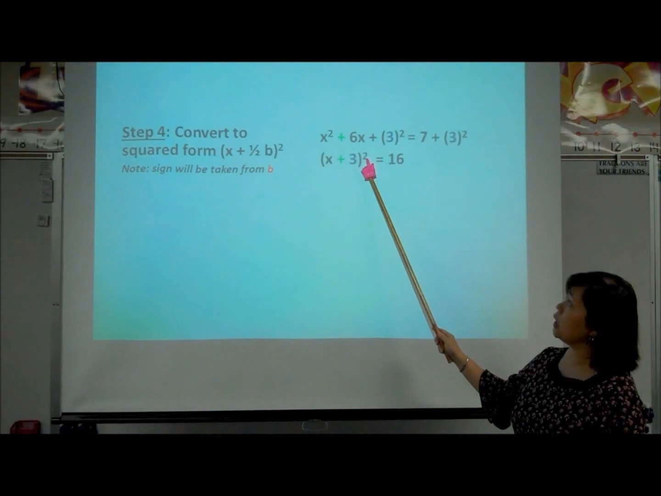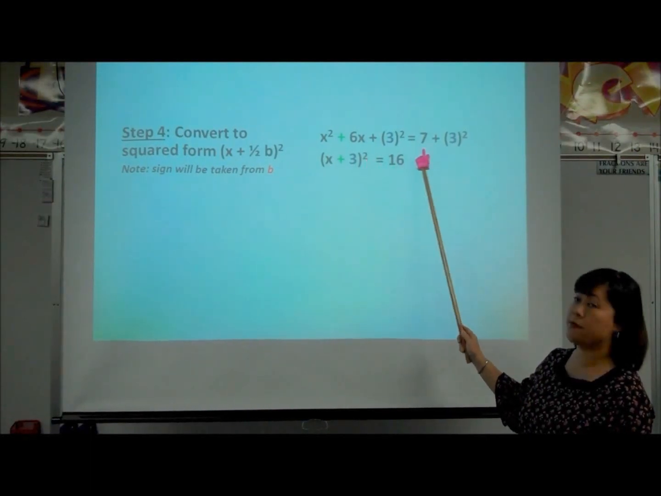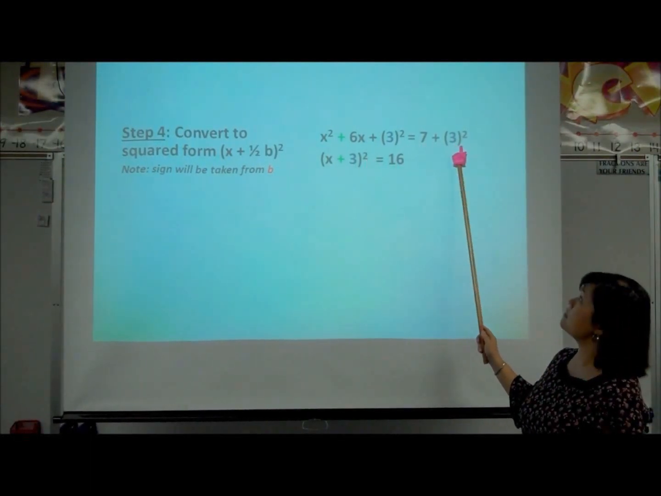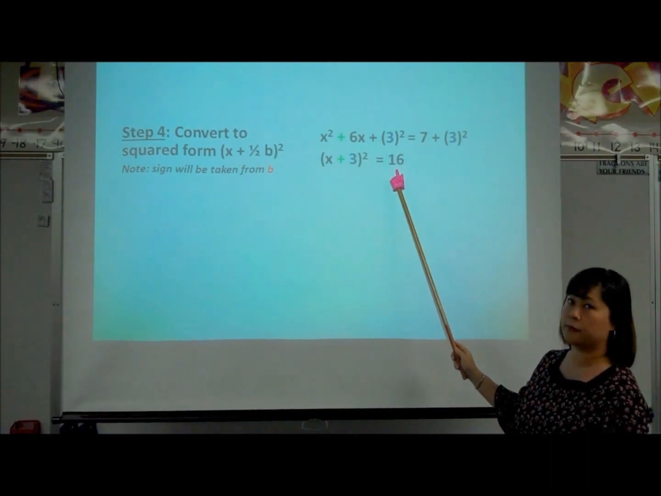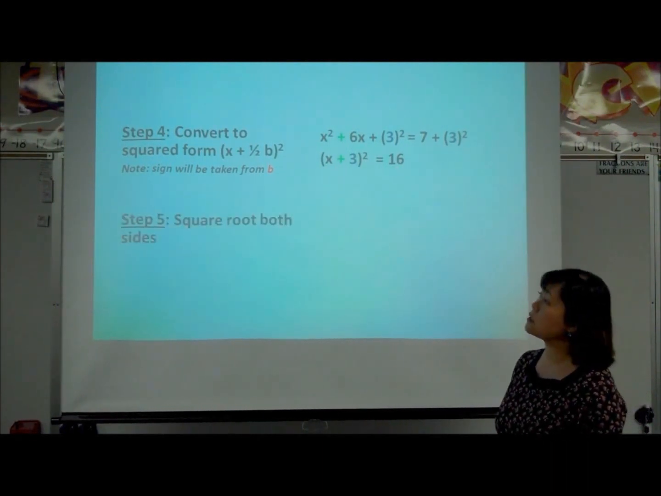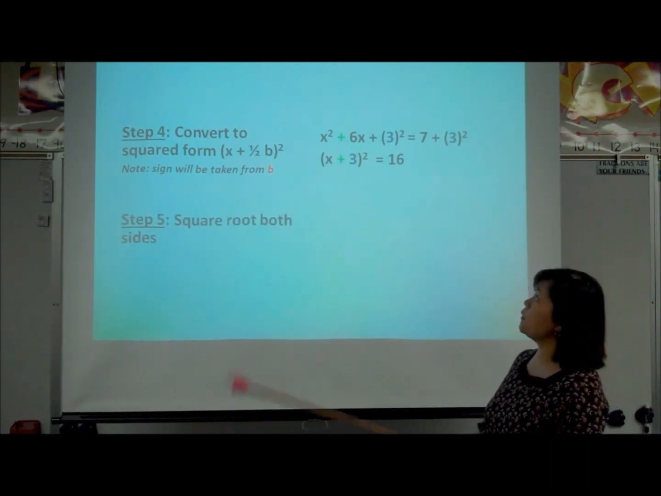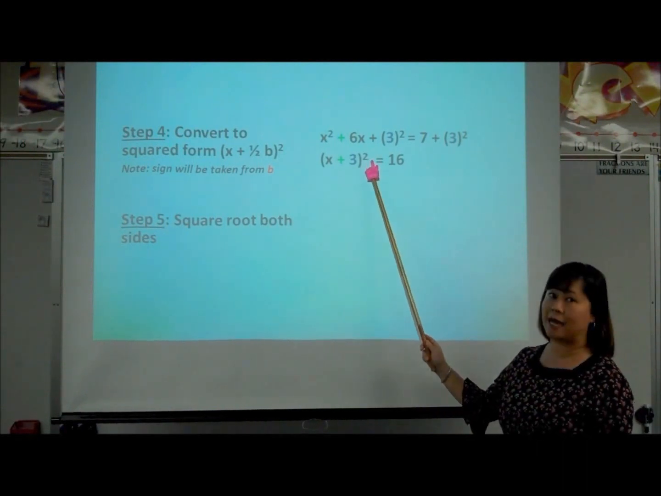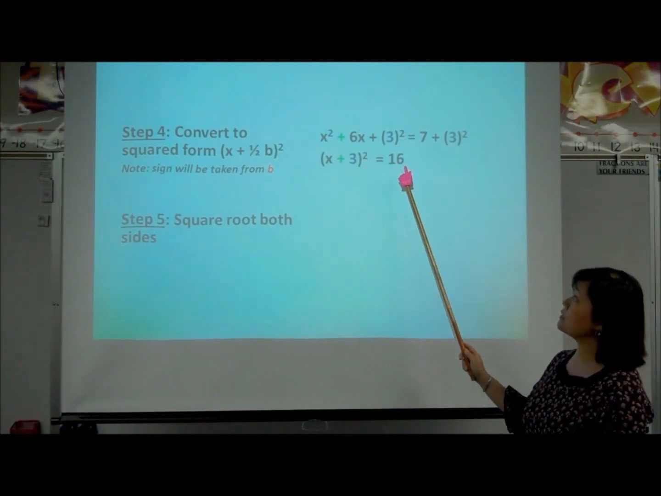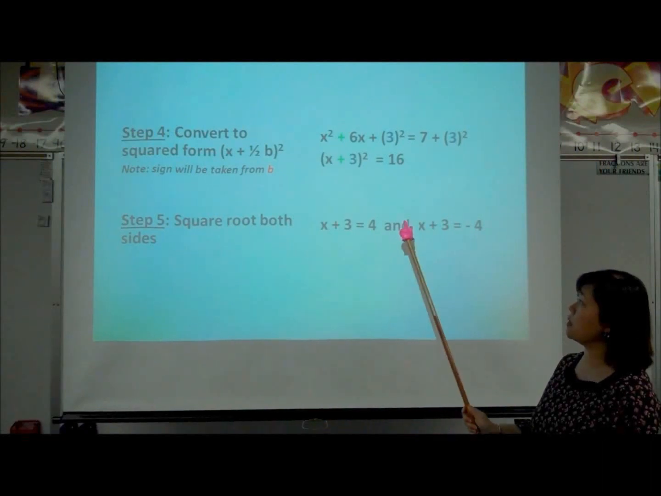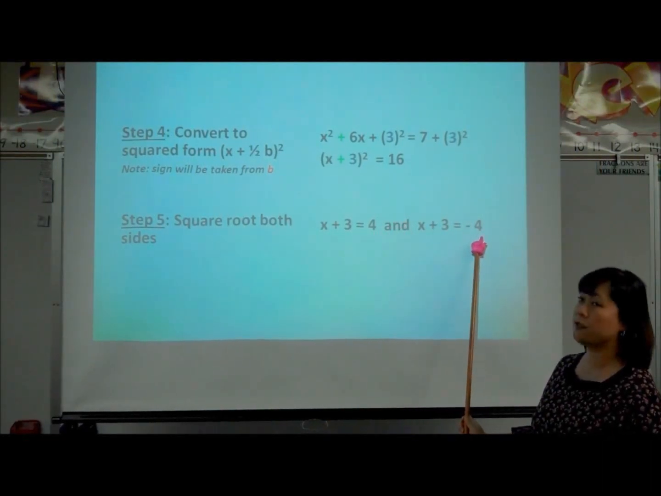I put a square right here, equals, and then I have to simplify this side right here. So it's 7 plus 9, which is 16 right there. Okay? So the next step then is to square root both sides. So if I square root a squared, that's going to cancel it out. If I square root of 16, I'm going to have 2 answers. I'm going to have a positive 4 and also a negative 4.